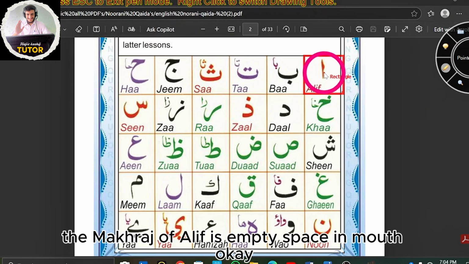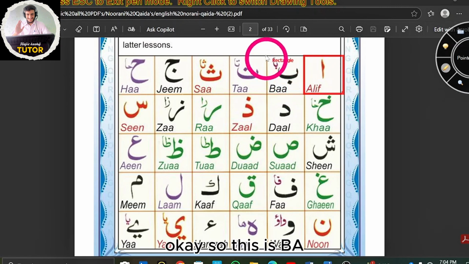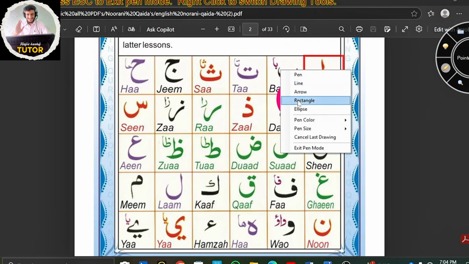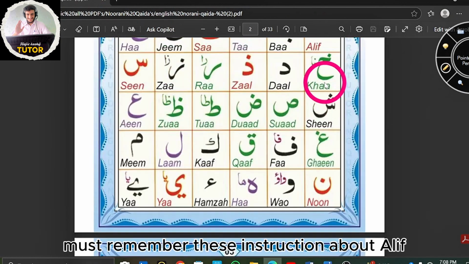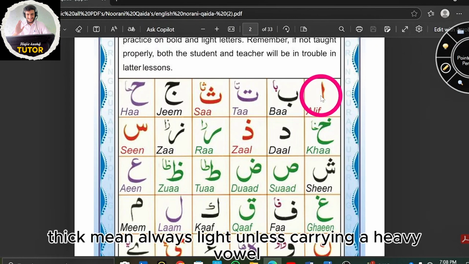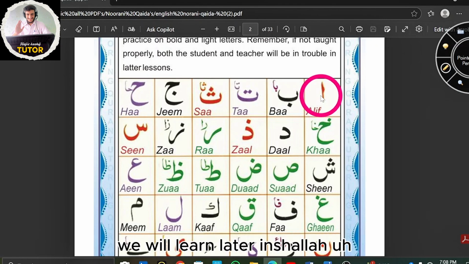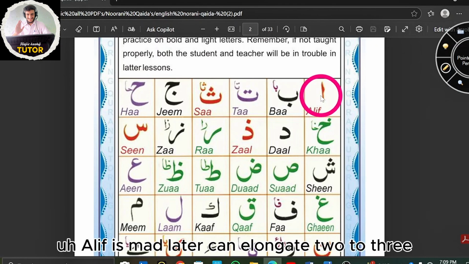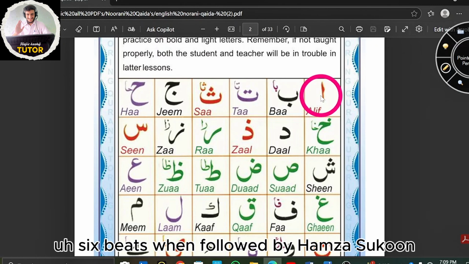The makhraj of alif is the empty space in the mouth. This is ba, ba, black sheep. You must remember this instruction about alif: alif is always a light letter, tarqiq, meaning always light unless carrying a heavy vowel. We will learn that later, inshallah. There is no pressure or harshness in the pronunciation of alif. Alif is a mad letter and can be elongated 2 to 3, even 6 beats, when followed by hamza sukun.